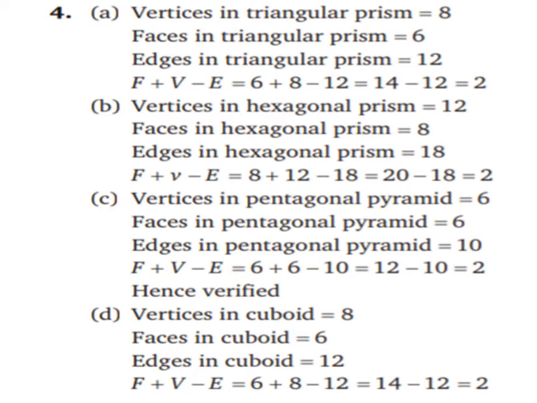Now next D part आप देखेंगे, cuboid. So vertex in cuboid equal to 8, faces in cuboid equal to 6 and edges in cuboid equal to 12. Now put the value in the formula. So 6 plus 8 minus 12 equal to 14 minus 12 equal to 2. So ये verify हो गया है. Okay.